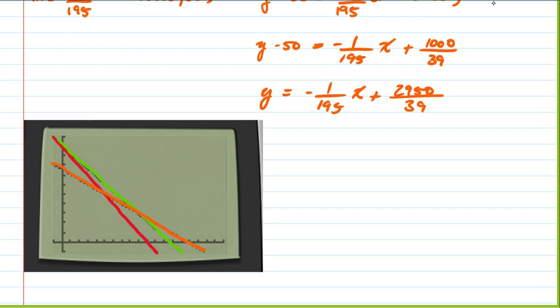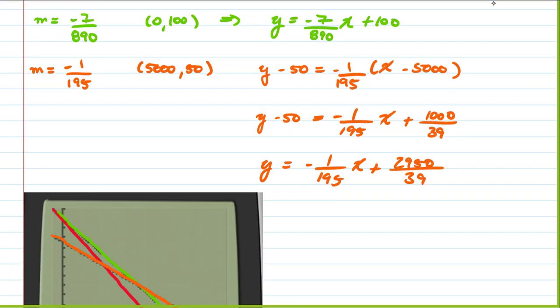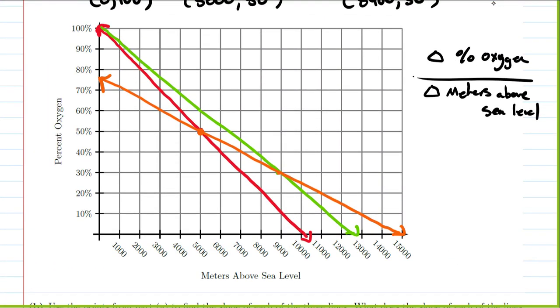And what is it that the x-intercept is going to represent this time? So when our graph crosses the x-axis, what does that represent in this picture? Well, what is the y value on the x-axis? What does the y value represent? It's the percent oxygen. So when our graph intersects the x-axis, it's telling you the altitude above sea level where there is 0% oxygen.